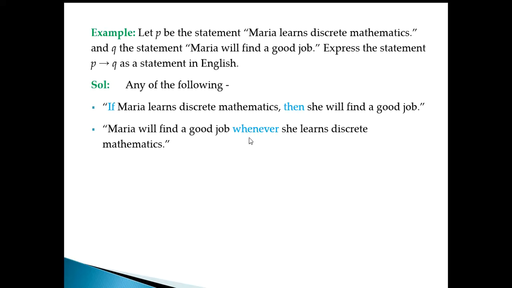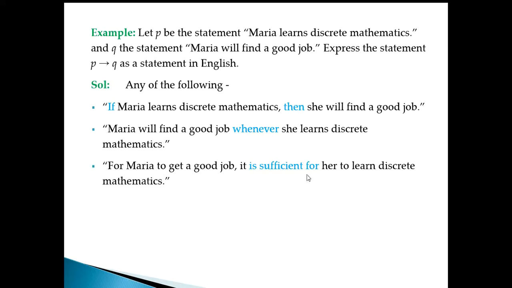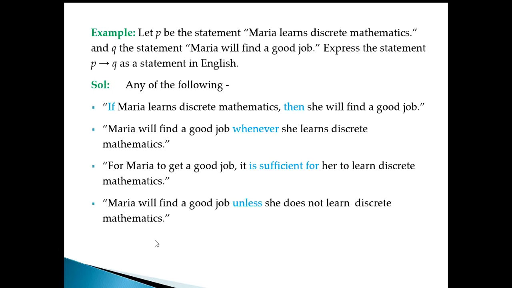If you have a proposition in English with whenever, and you have to convert it to symbolic form, you first write the statement as P implies Q, right? Another way we write the conditional statement is with sufficient for: for Maria to get a good job, it is sufficient for her to learn discrete mathematics. What does it mean? If Maria wants the job, it is sufficient that she learns discrete mathematics, right? So its meaning is also P implies Q, right?